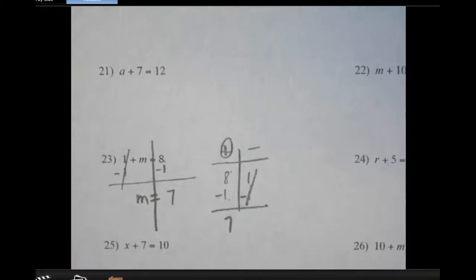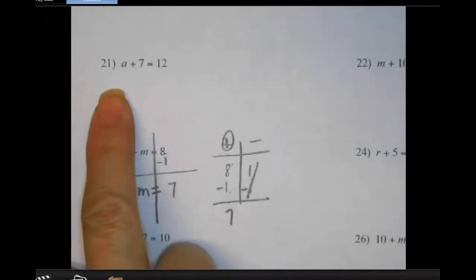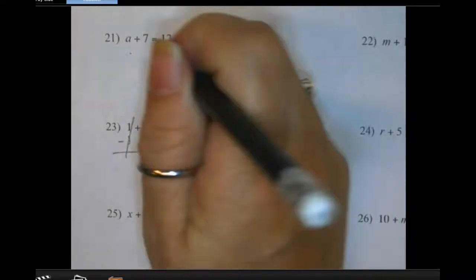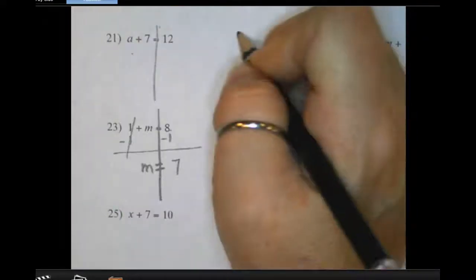You guys ready to go off on your own, or do you want me to do another one? I'll tell you what. You guys do 21, and then we'll check it. Are you ready? So 21, remember we want to do our vertical line, and then we want to create our column.